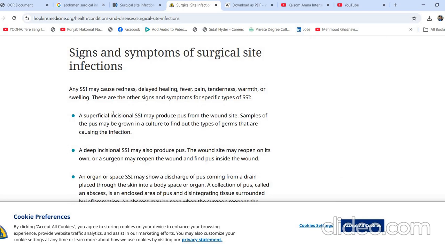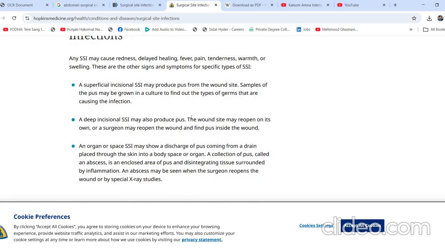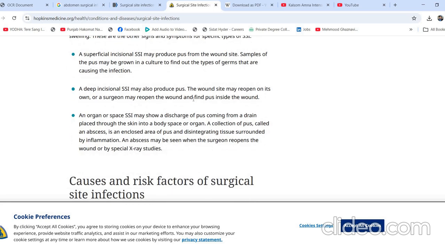A superficial incision may produce pus from the wound site. Samples of the pus must be grown in a culture to find out the type of germ that is causing the infection. A deep incision may produce pus. The wound site may reopen on its own. A surgeon may open the wound and drain the pus inside the wound.